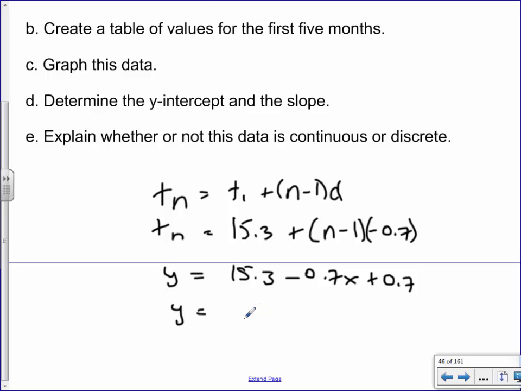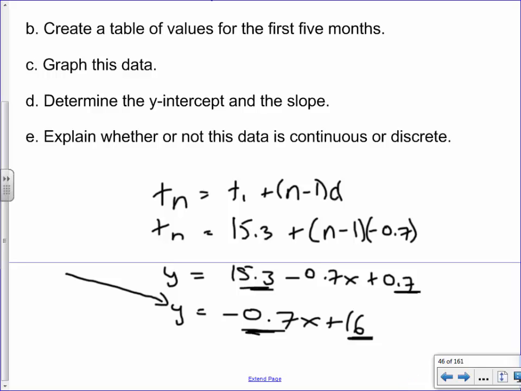This might be the last time we ever do it like this. What's going to happen with this 15.3 and that 0.7? It's going to combine back again to 16. So your equation is negative 0.7x plus 16. To be honest, if you can just see this equation, you could just write it, because you guys might have learned to do that last year. This is your slope. This is your y-intercept.